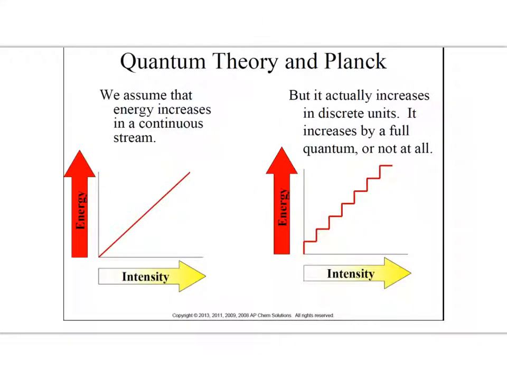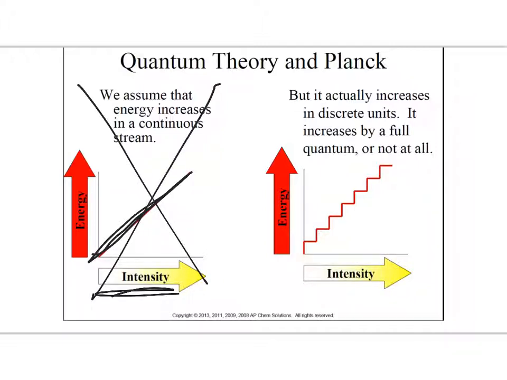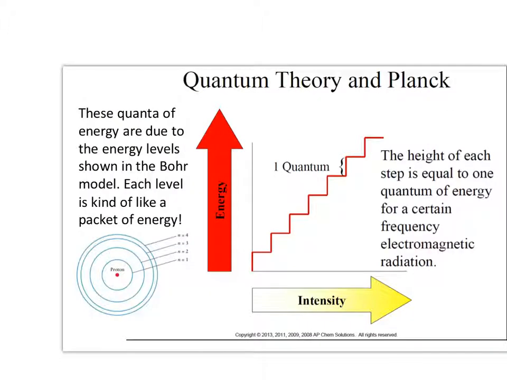So we used to assume or think that energy would come out in a constant line, that it depends on how much energy is going into it, so that's how much energy we will get out. And as intensity increased, we'd get more energy put out. Well, we've actually found that that is incorrect. Energy actually increases in discrete units called quanta. It either increases by a full step or a full packet or quantum of energy, or it doesn't increase at all. Now this is supported by the Bohr model.